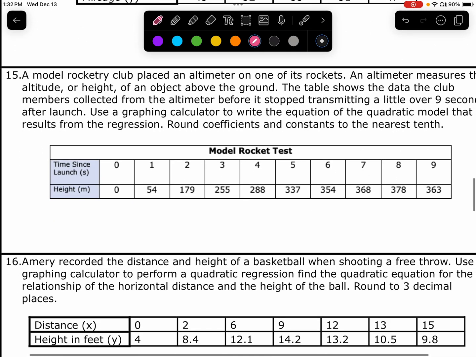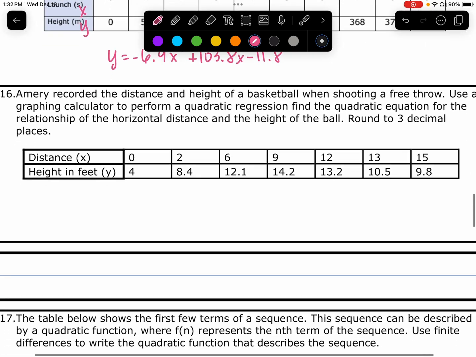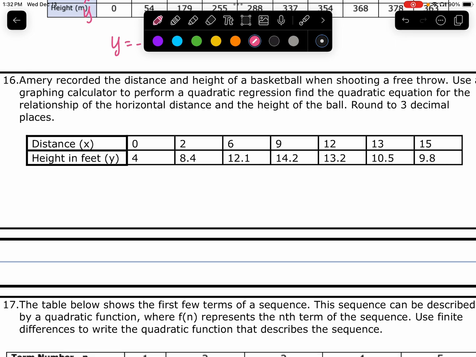Number 15, again, this will be our x, this will be our y. Go through all those same steps on your calculator. You should get y equals negative 6.9x squared plus 103.8x minus 11.8. So you can pause the video here and try to get the same thing to make sure you can. Number 16, try it yourself.